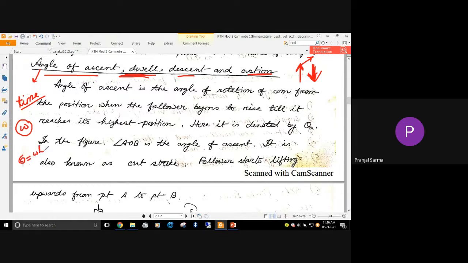We already know this. So we can very easily say, for traversing a particular angle, how much time will be required. So these two can be either theta or t, either angle or time. In terms of this they are similar, because for traversing a particular angle it will consume a certain time.